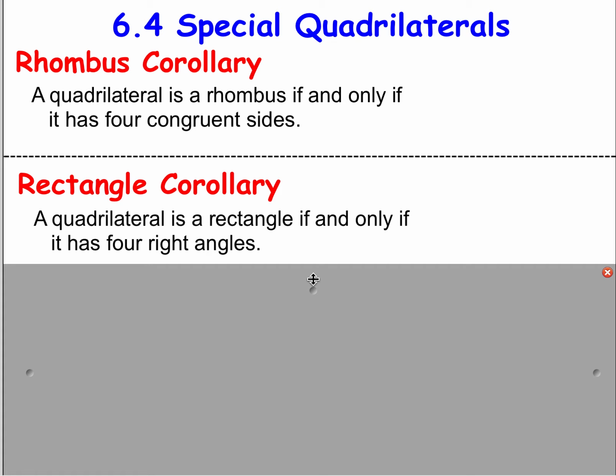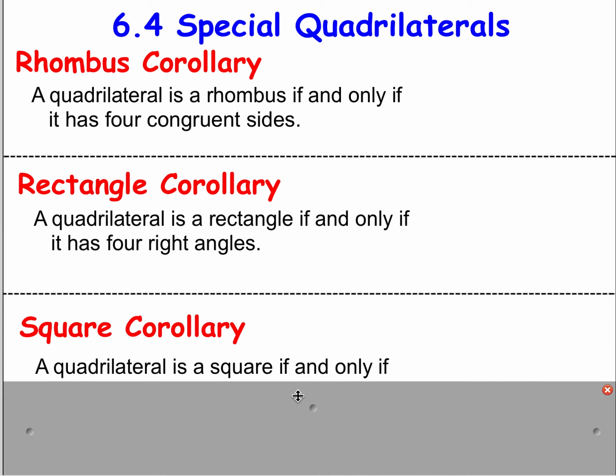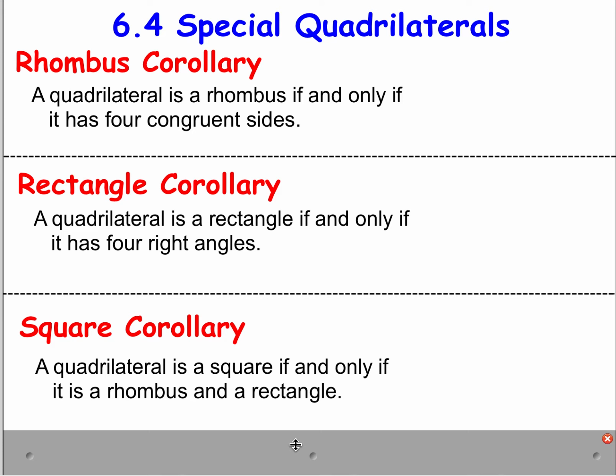And as I'm sure you guessed or just read on the slide below, a quadrilateral is a square if and only if it is both a rhombus and a rectangle. What do those things mean? Well, a rhombus has to have 4 congruent sides and a rectangle has to have 4 congruent angles. So a square, like we said earlier, is a combination of being both a rhombus and a rectangle. It has 4 congruent sides and the angles are all right angles.